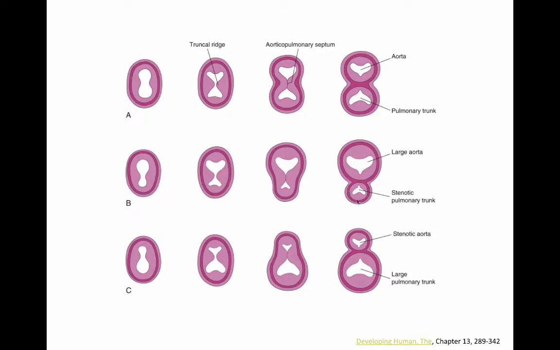So now we have a stenotic pulmonary trunk or a stenotic aorta, depending on where these ridges form. There could be dilatation of the aorta, dilatation of the pulmonary artery, and a stenotic or small aorta in the example here in C. And in B, we see an example of a stenotic pulmonary trunk.